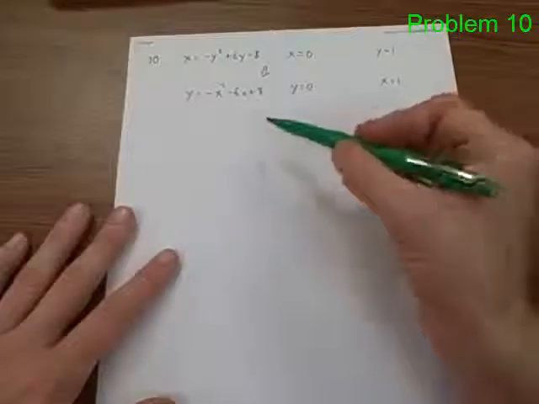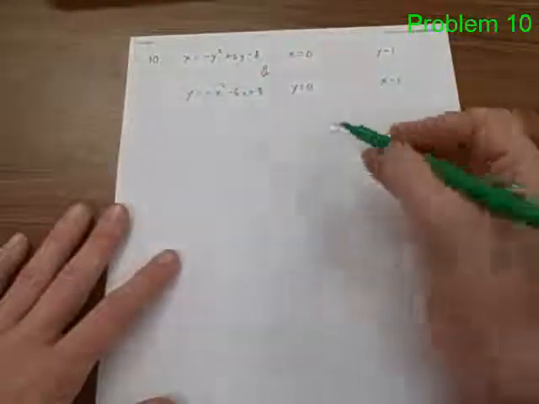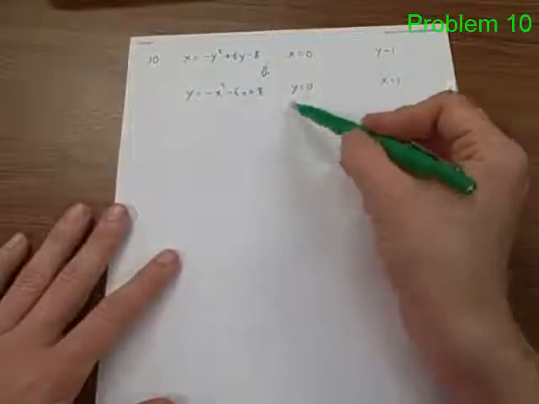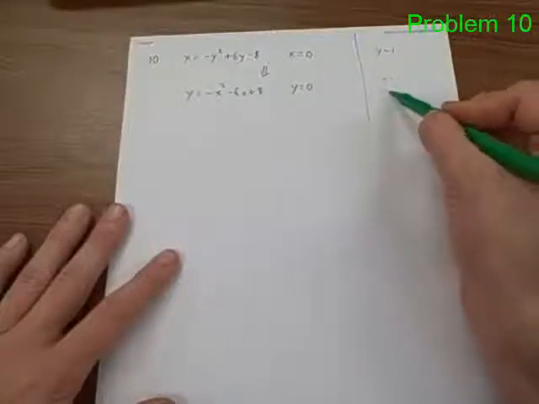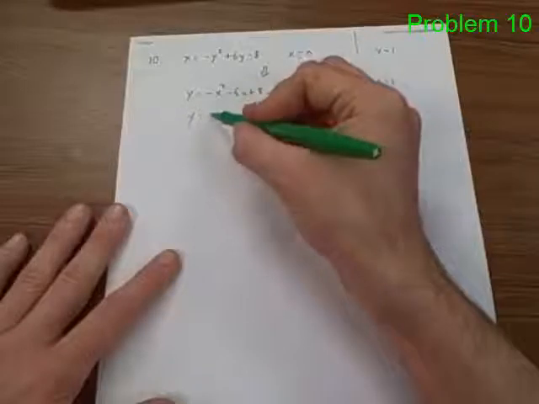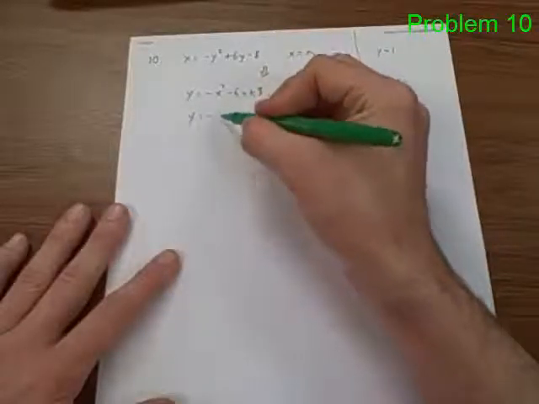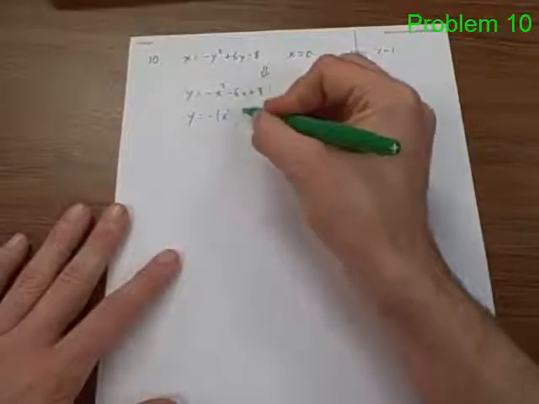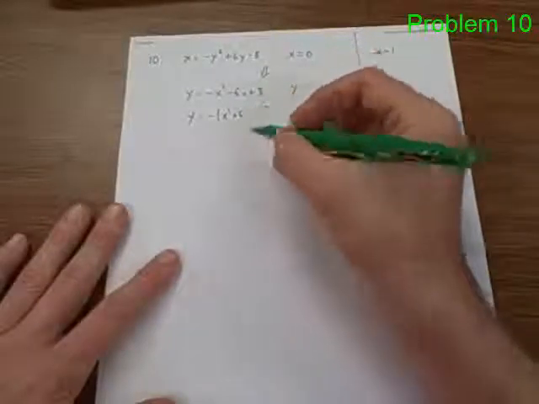So I've swapped all the x's and y's. Let's kind of sketch this thing to see what it looks like. Well, this one's easy enough. This is what we're revolving around. Let's factor this to figure out what it looks like. So I'll have a negative sign out in front, and I'll have x squared plus 6x minus 8.